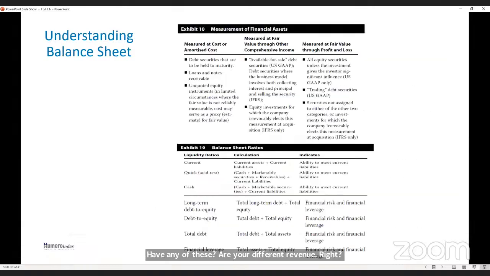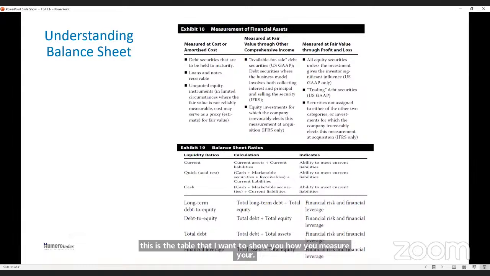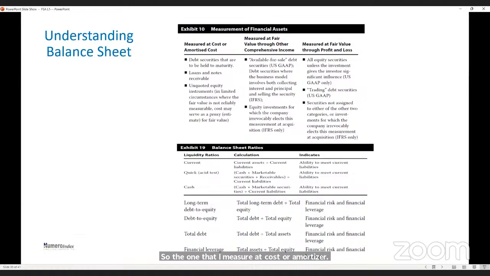All right. So this is the table that I want to show you how you measure your financial assets. So the ones that are measured at cost or amortized cost, they're your debt security that you say you want to hold till maturity, your loans and notes receivables, and your unquoted instrument in some limited circumstances, yeah? But the ones that you want to measure through OCI, they are your available for sale debt securities, where the business model simply involves collecting interest and principal and selling this security, or equity investment for which the company irrevocably elects to measure at that. So you cannot be changing.